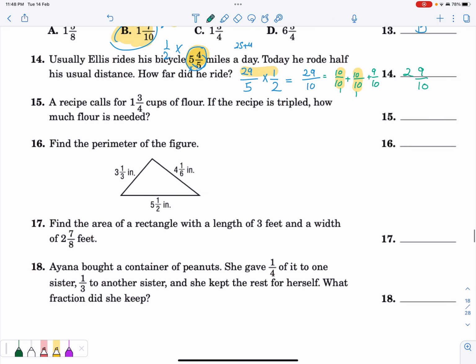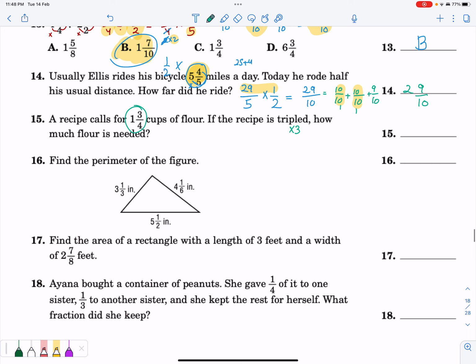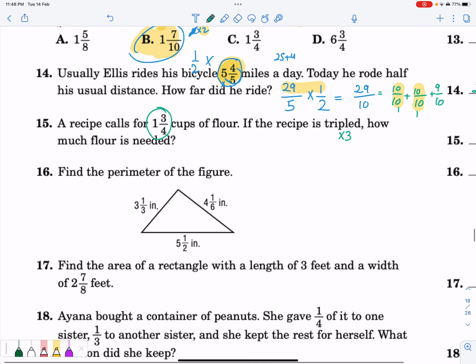Okay. Question 15 says, a recipe calls for 1 and 3 over 4 cups of flour. If the recipe is tripled, how much flour is needed? So he's asking us if the recipe is tripled. Tripled means multiplied by 3. So we're not gonna make one recipe, we're gonna make 3 of them, like you're gonna make a huge amount. So you need to multiply 3 by that number. And of course we always have to convert that mixed number into a fraction, then multiply. Make sure to remember that.